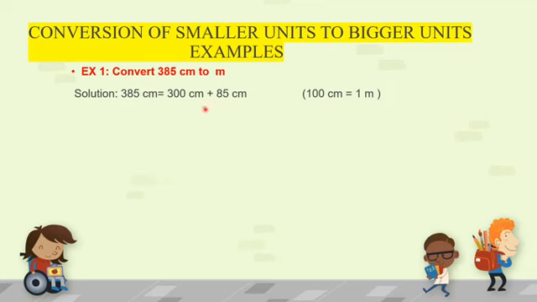385, so 385 separated: 300 centimeter plus 85 centimeter. Both are centimeter only. Then we are going to divide 300 by 100. Why are we dividing 300 by 100? Why not by 1?